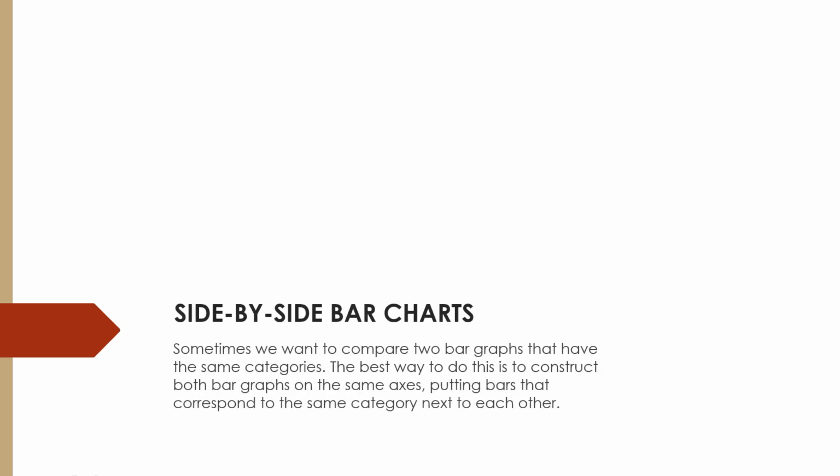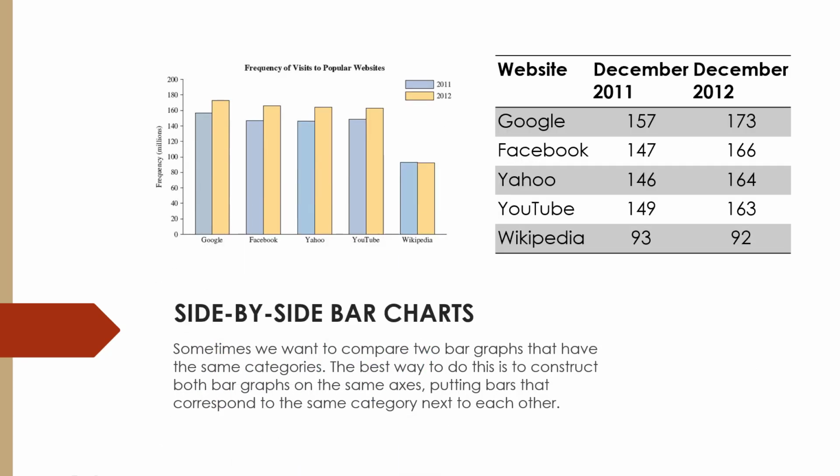And the last bar chart is side-by-side bar charts. Sometimes we are not interested in only one piece of information for each category, but we might have two or more. So sometimes we want to compare two bar graphs that have the same categories. So here's an example. This is a frequency table of some websites: Google, Facebook, Yahoo, YouTube, and Wikipedia. But this table gives us not only one piece of information for each category. We have two: the information in 2011 and 2012.